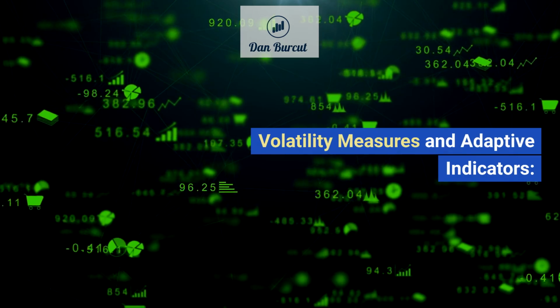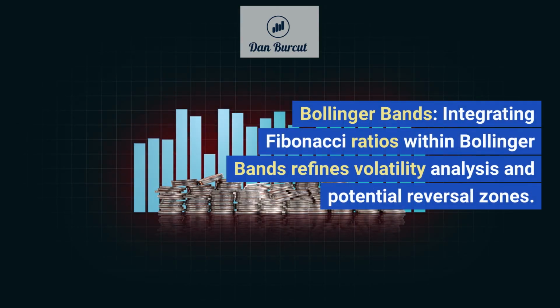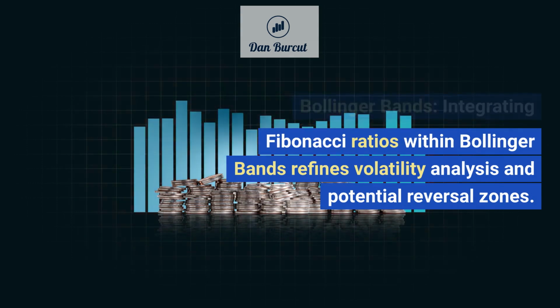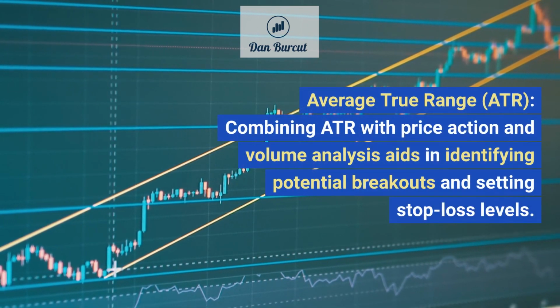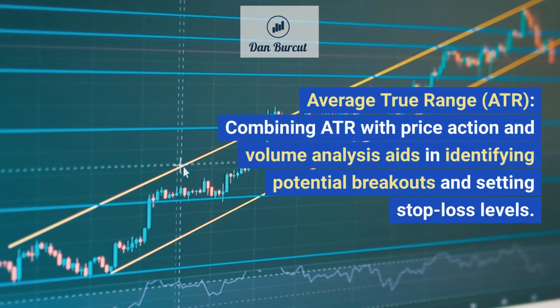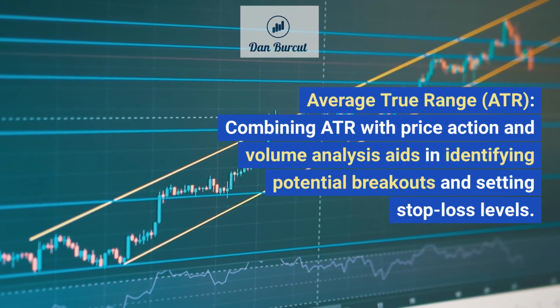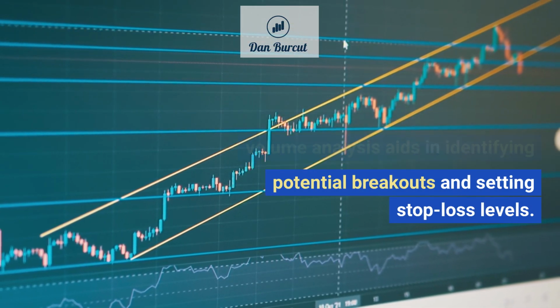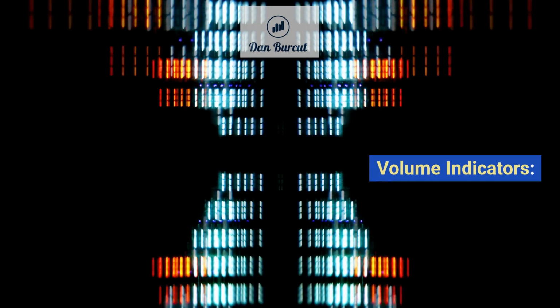Volatility measures and adaptive indicators. Bollinger Bands. Integrating Fibonacci ratios within Bollinger Bands refines volatility analysis and potential reversal zones. Average True Range, ATR. Combining ATR with price action and volume analysis aids in identifying potential breakouts and setting stop-loss levels. Volume analysis and advanced volume indicators.